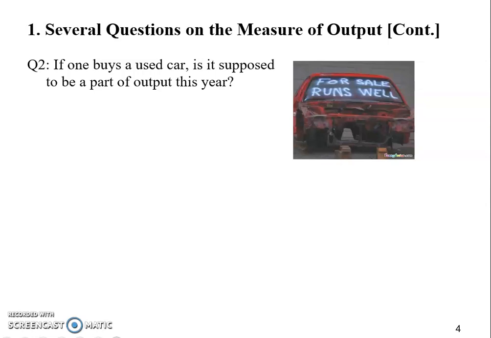When we talk about the output, we always need to specify the period of time when the goods and services are produced. For example, we would like to say what is the output this year, or this quarter, or this month. So that means it has to be made or produced within that specified period of time.